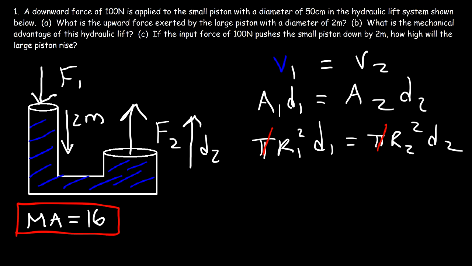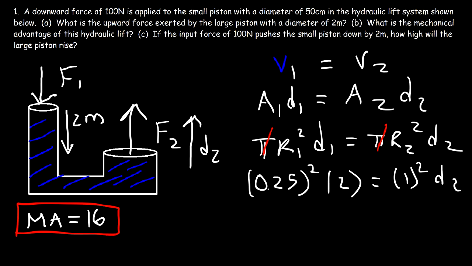So R1, that's the radius of the small piston, is 25 centimeters, which is 0.25 meters. And then D1, we're pushing down the small piston by 2 meters. So D1 is 2. R2, that's half of 2, so that's 1. And so our goal is to calculate D2. So it's going to be 0.25 squared times 2. So D2 is 0.125 meters.